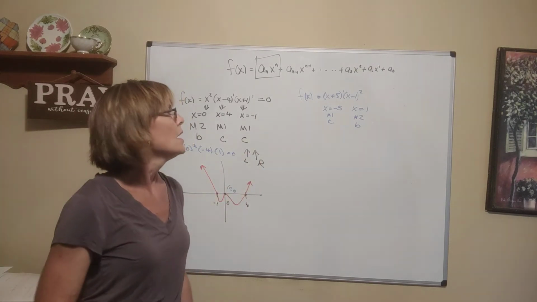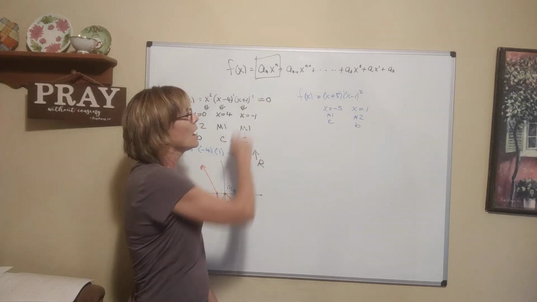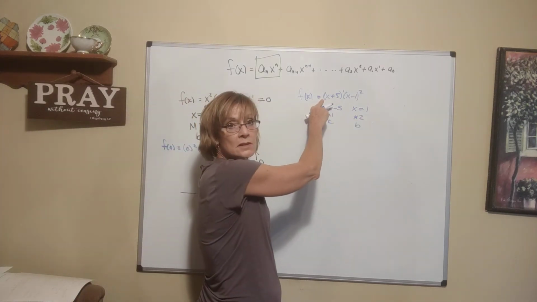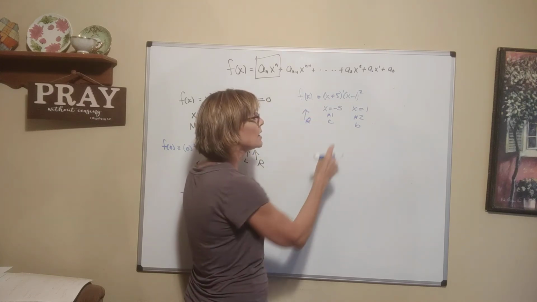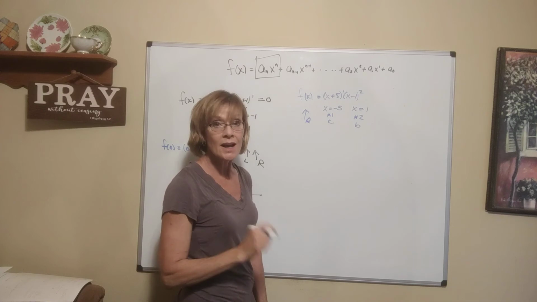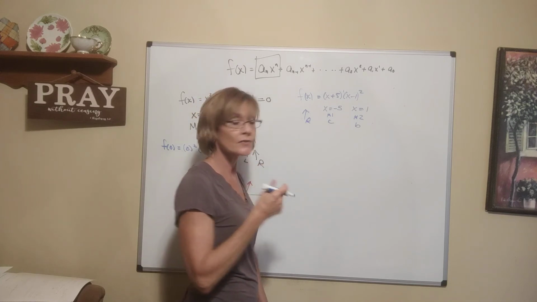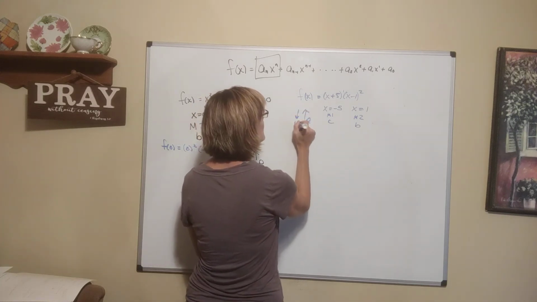Okay, now let's do this. The leading coefficient, it's positive. This is going to be a positive, so it's going to be up to the right. And the degree is 1 plus 2, which is 3. That's odd, so the left behavior is going to switch from what the right is. It's going to be down left.